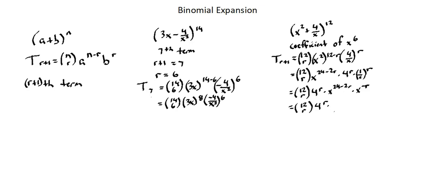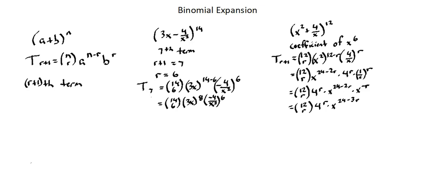Now, x to the power of 24 minus 2r times x to the power of negative r. We want to add the exponents because we're multiplying and we have the same base. 24 minus 2r minus r gives us x to the power of 24 minus 3r.